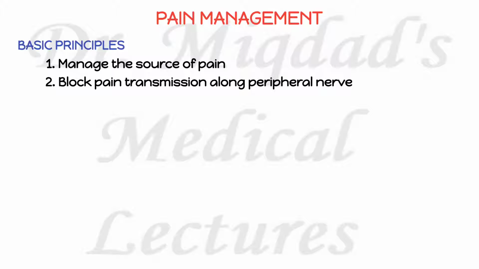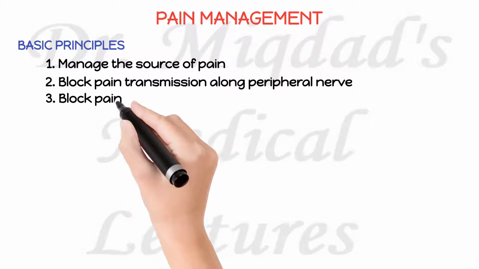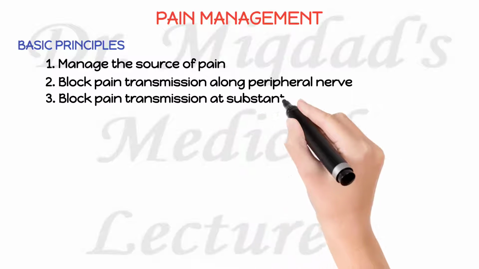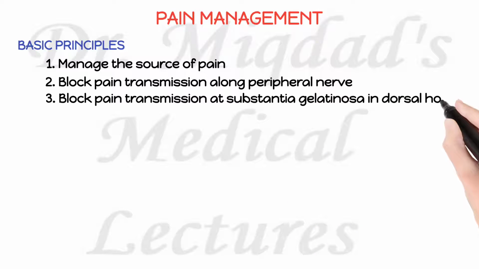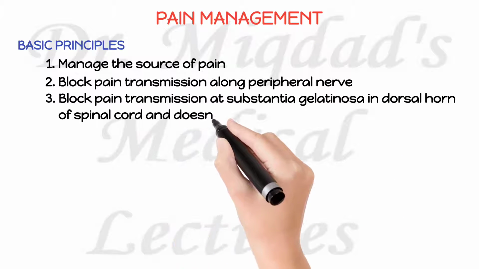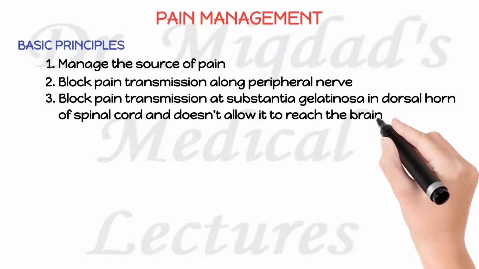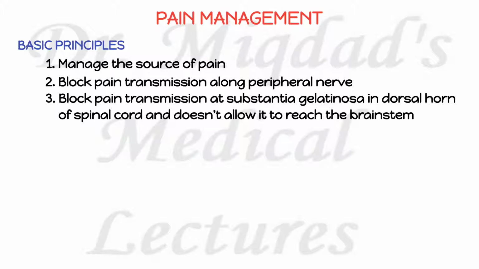Then third principle is that in case, due to some reason, we could not block the pain transmission at the peripheral nerve, then try to block it in the spinal cord at the level of substantia gelatinosa, which is located in the dorsal horn of the spinal cord. This we can do by means of the ascending pain suppression system, which we have already discussed in detail in the previous lecture.